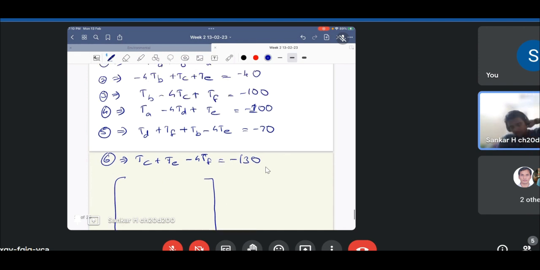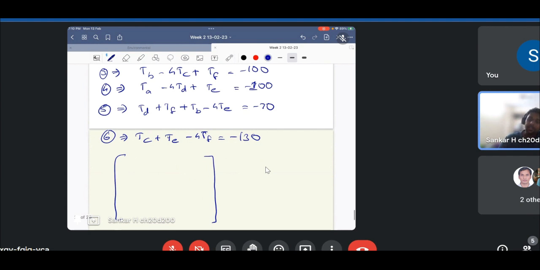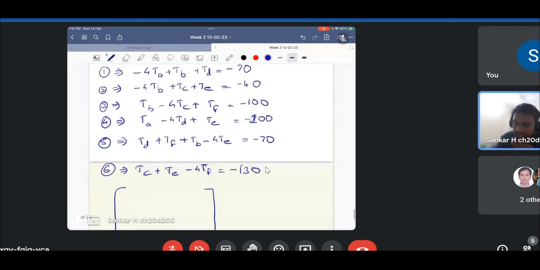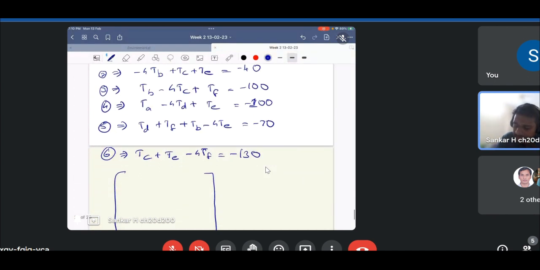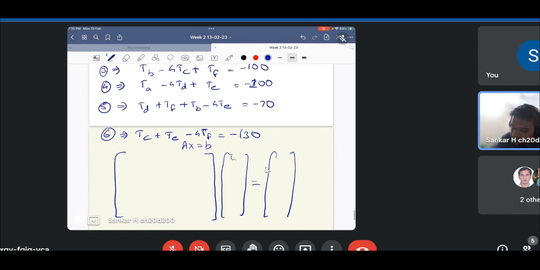Now we want to write these 6 equations in the matrix form to solve using the Gauss iterative technique. We do that by writing the coefficients of each of these terms and writing the unknowns in the next matrix and equating that to the B matrix. We write it as Ax equal to B, where X is the variable matrix given by TA, TB, TC, TD, TE, TF.